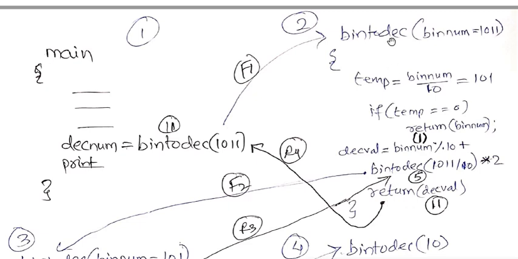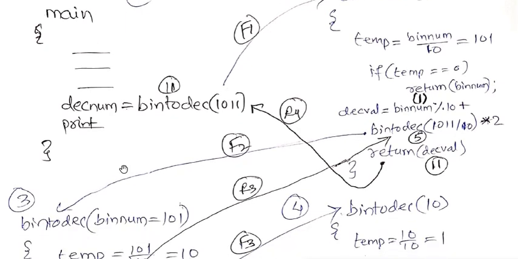Where is it returned? This function is called by the main method. So this is R4, return 4, where it got the call from main. So this call, binary to decimal of the binary number 1011, has a returned value of 11. That 11 value is stored in the decimal number, and that value is printed. So that is how this program works. If you did not understand, just repeat this particular part of the video, and if there are any questions, let me know.